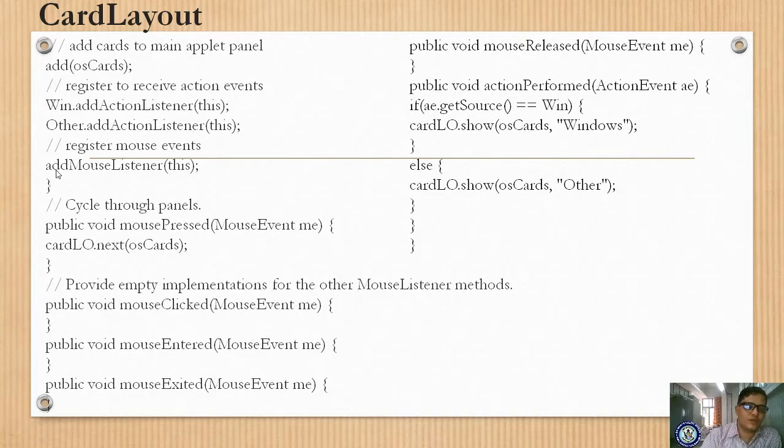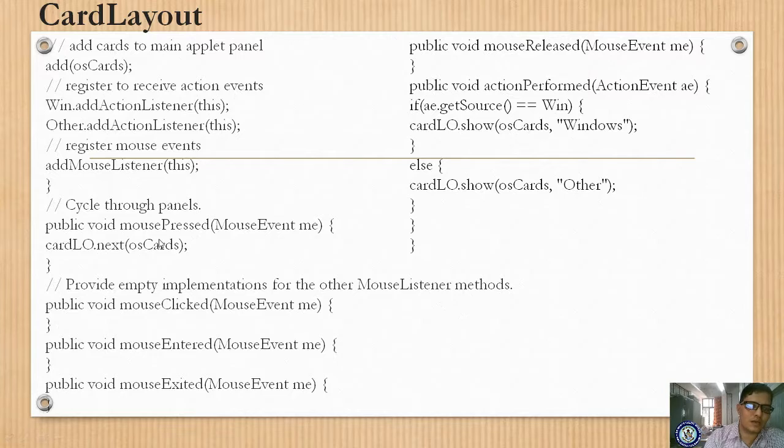If you are using add mouse listeners, then you are using public void mouse pressed. If you press the mouse, some event has to be generated. What event is it generating? Card layout. What is card layout? Card layout dot next, it has to go for next. Next as OS cards. Actually, what is OS cards?